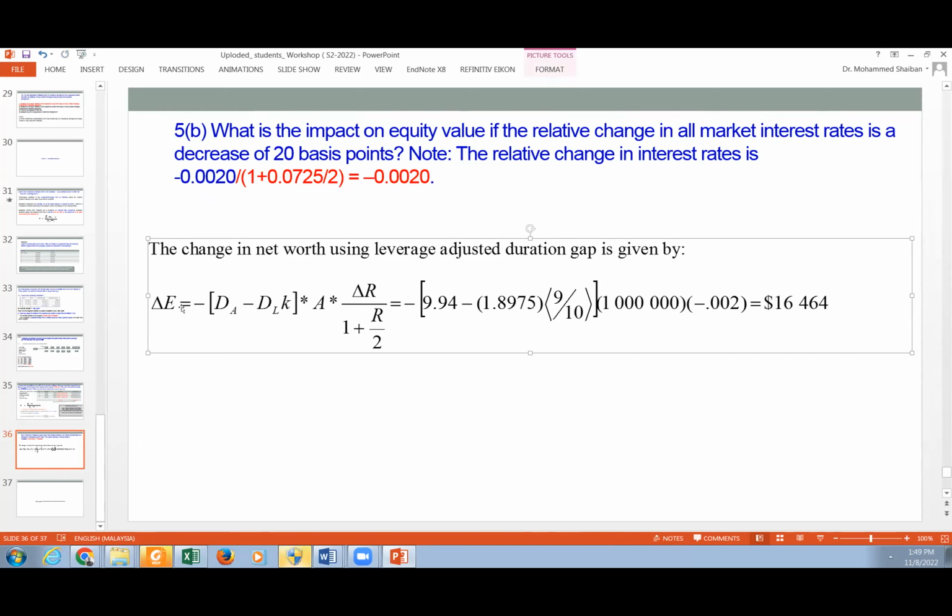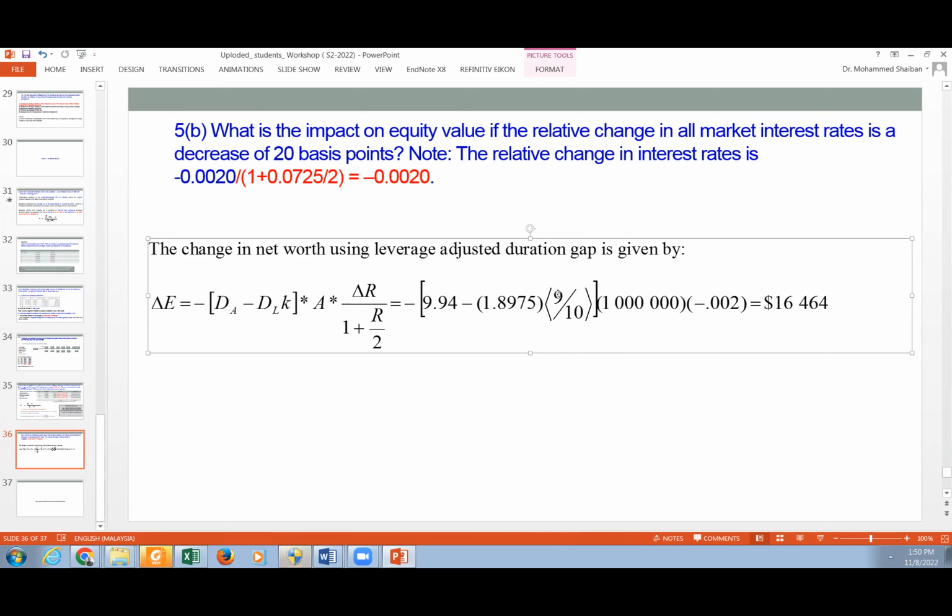This is the change in equity: the duration of the asset minus the duration of the liabilities, times the assets, times the change in R over 1 plus R. So I know the duration of the asset, 994. I know the duration of the liabilities, 1.975. I calculated the leverage as 9 over 10. Why 9 over 10? Because this asset was financed by 900 liability, and the capital is 10%. You just take the capital out of it.